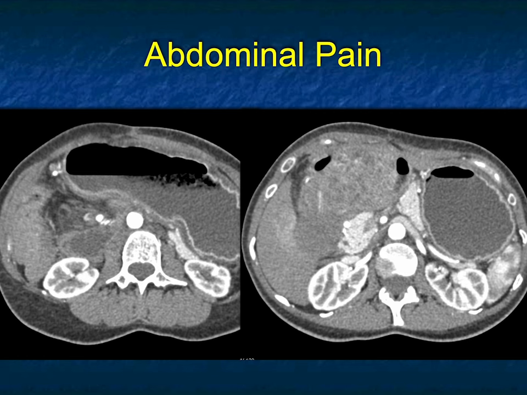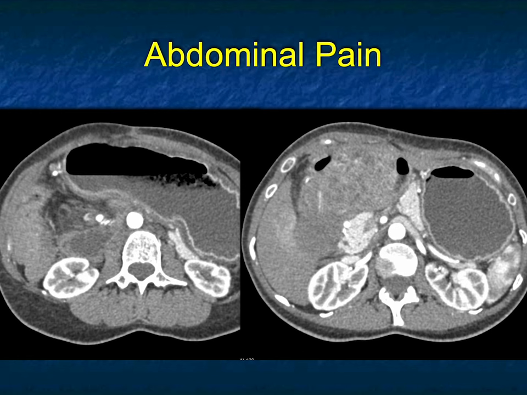This patient has abdominal pain, and you can see the stomach is distended. Then there's a large mass in the region of the antrum. Could be lymphoma, could be a GIST tumor. It looks like it's malignant, right? There's no doubt about it. It doesn't look like it's a bezoar because it's too solid.